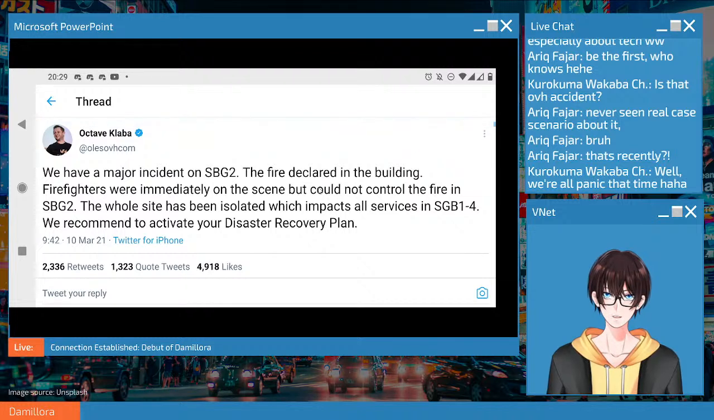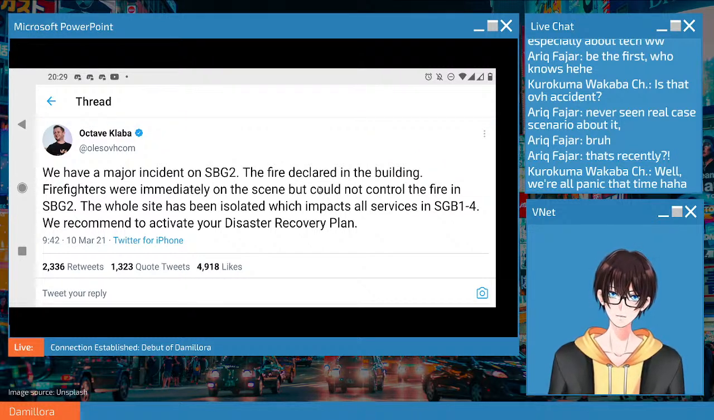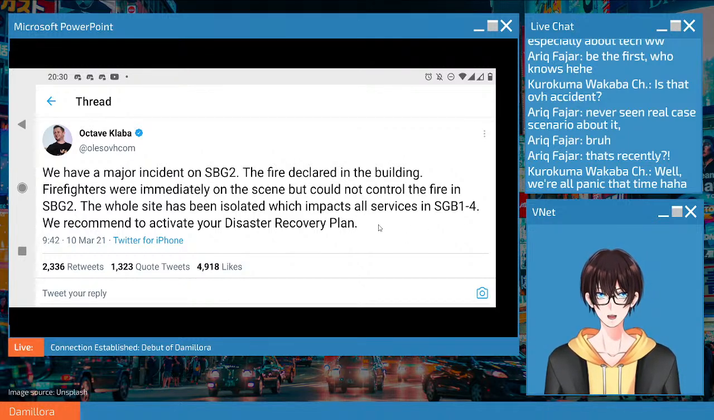We have a major incident on SBG2. The fire declared in the building. Firefighters were immediately on the scene but could not control the fire in SBG2. The whole site has been isolated, which impacts all services in SBG 1 to 4. We recommend to activate your disaster recovery plan. That sentence sent chills down my spine. When your hosting company says that sentence, we recommend to activate your disaster recovery plan, it's some serious time. You freak out real time.